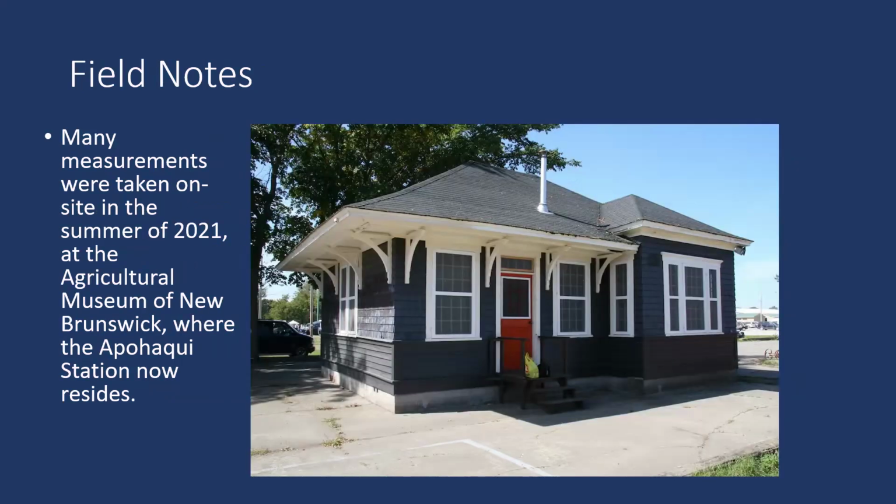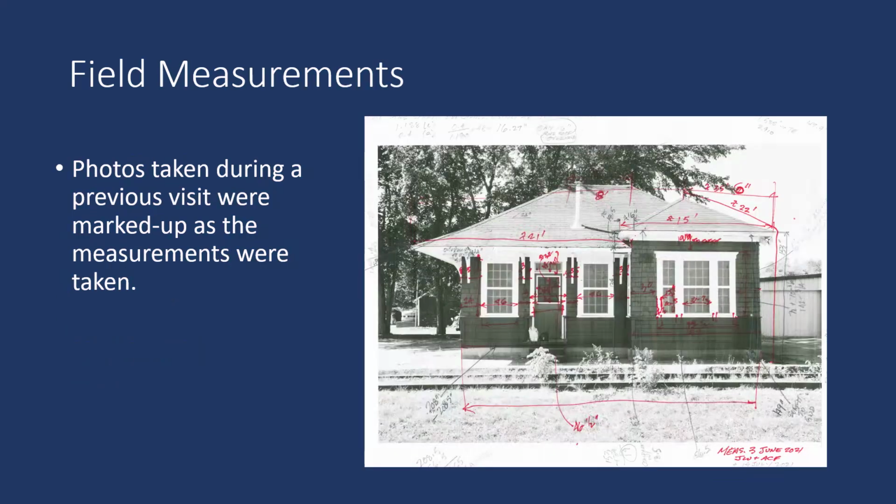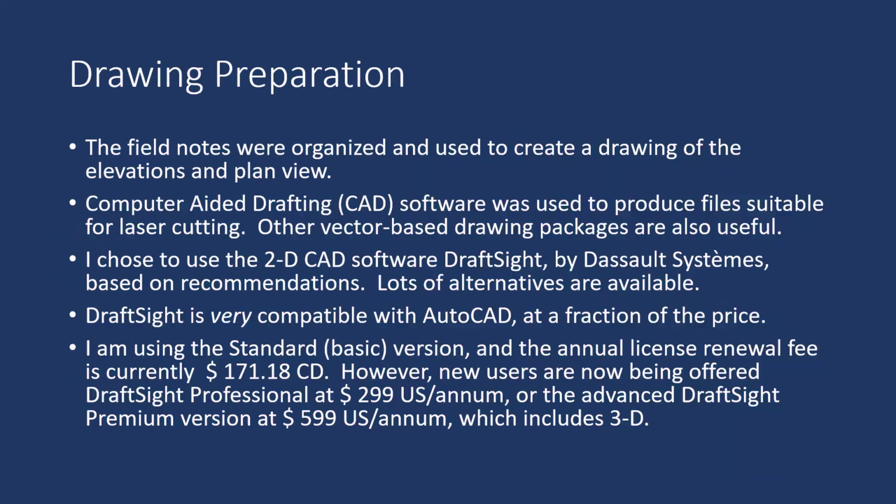Many measurements were taken on site in the summer of 2021 at the Agricultural Museum of New Brunswick, where the Apohaqui station now resides. Photos taken during a previous visit were marked up as the measurements were taken. This makes it a lot easier than having to stand there and make a lot of sketches on site, if you are able to do this.